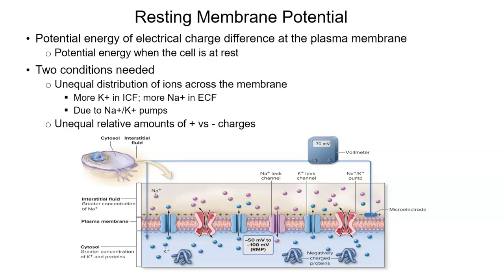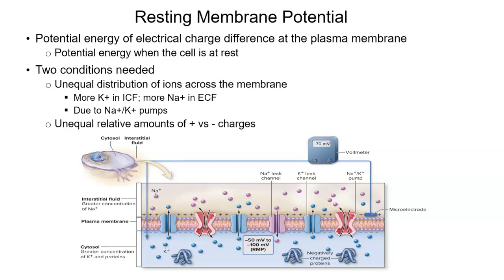The membrane potential when a cell is at rest, not doing its job, is called resting membrane potential. There are two conditions that are important in establishing and maintaining that resting membrane potential. So, number one, the cell has an unequal distribution of ions and charged molecules on each side of the membrane.